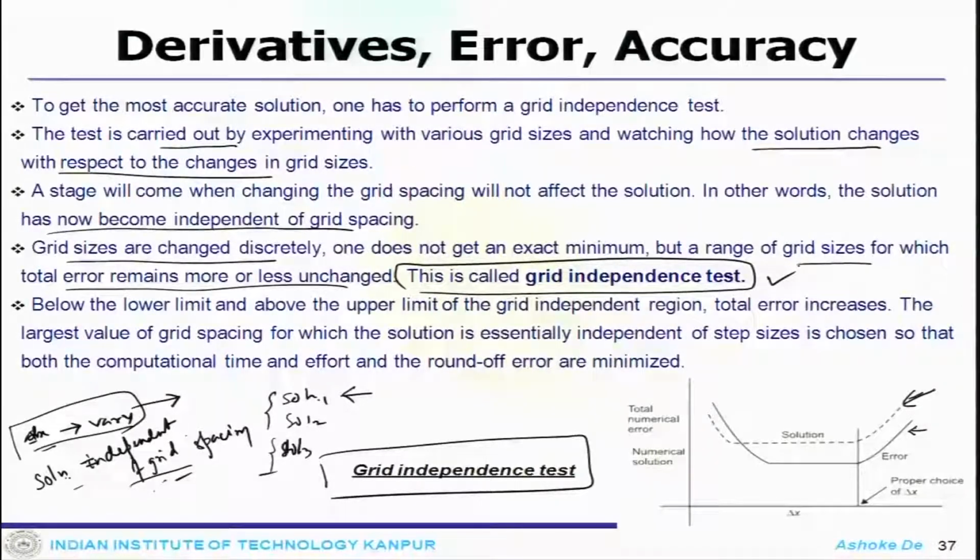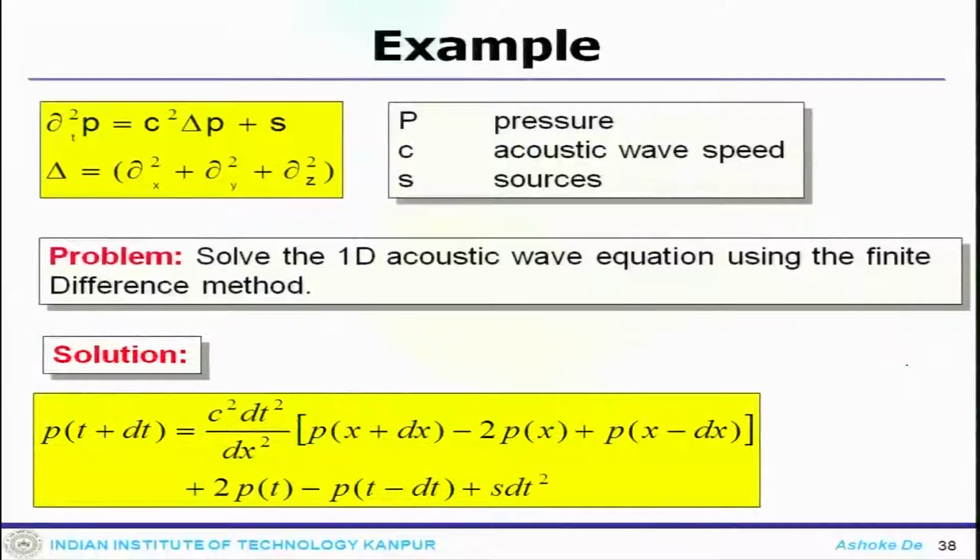So, below the lower limit and above the upper limit of the grid independent region, total error increases. So, the larger value of the grid spacing for which the solution is essentially independent of step sizes is chosen, so that computational time and effort both are sort of minimized.